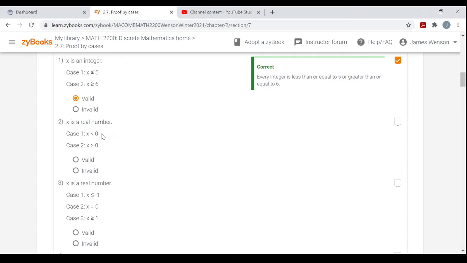Case 1 takes care of the negatives, and Case 2 takes care of the positives, but 0 is not accounted for. So this wouldn't be complete if I did a proof by cases and the domain was all real numbers and I only did these two cases. The proof would not be over. I would have to add a third case to get x equals 0 in there.